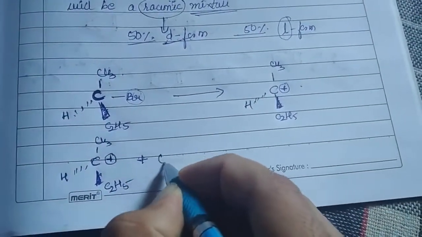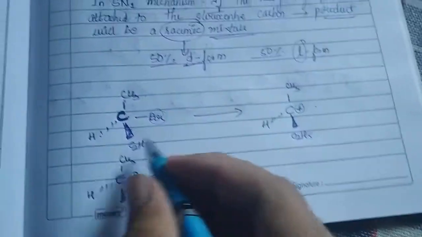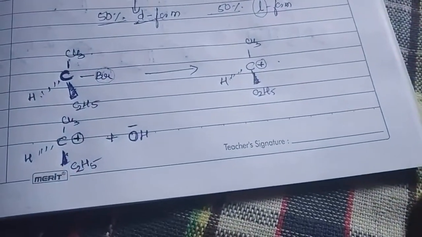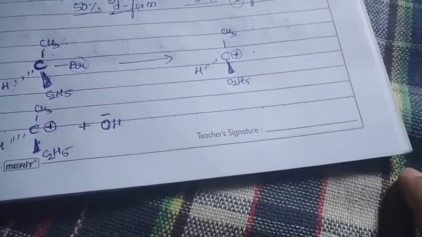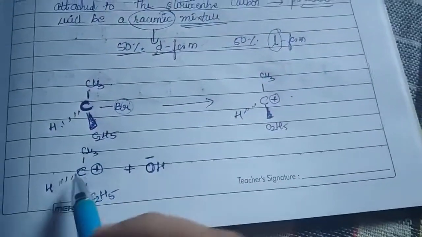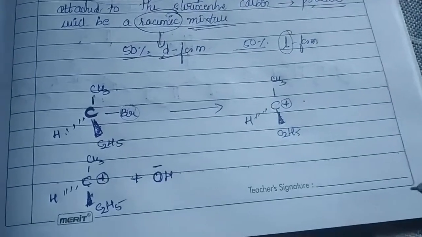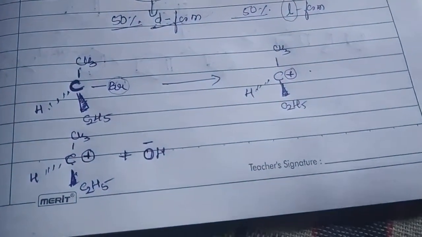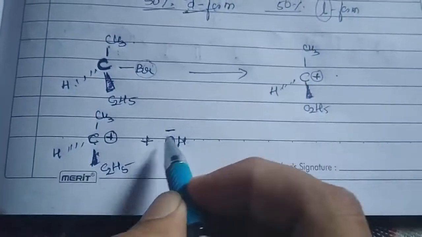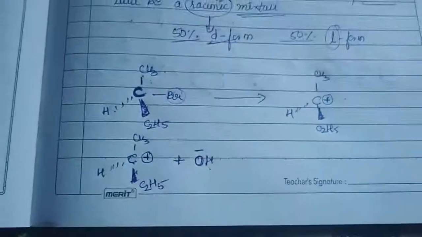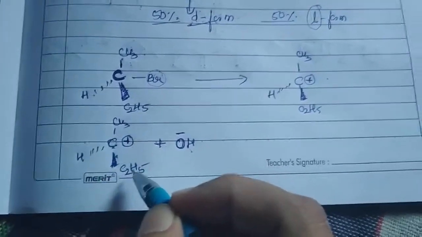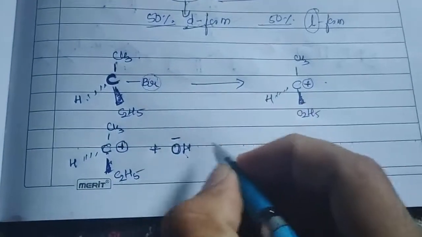So now when there is an attack of a nucleophile on such a carbocation, do remember there are two possibilities. What possibilities are those? This OH can attack this carbon in two ways. Whatever hydroxide group is there, this hydroxide group can come and attack the carbon either from above the plane or from below the plane. Two possibilities are there. Let me write both the possibilities.